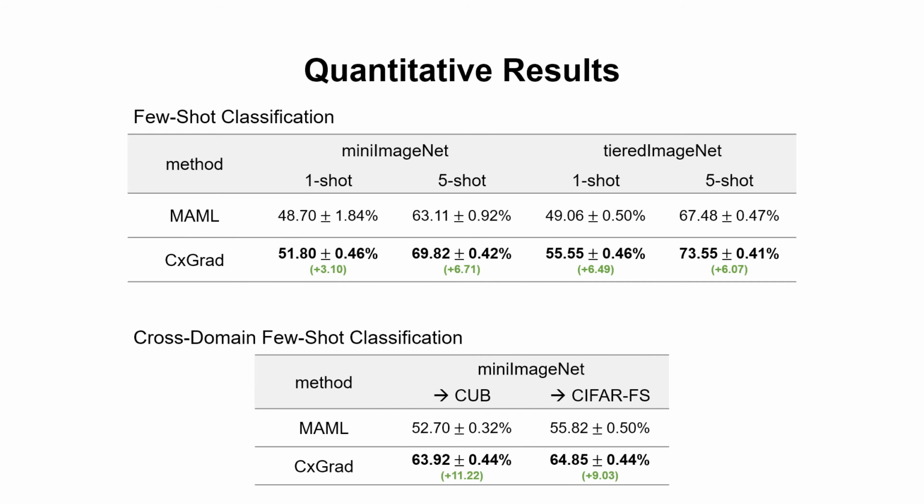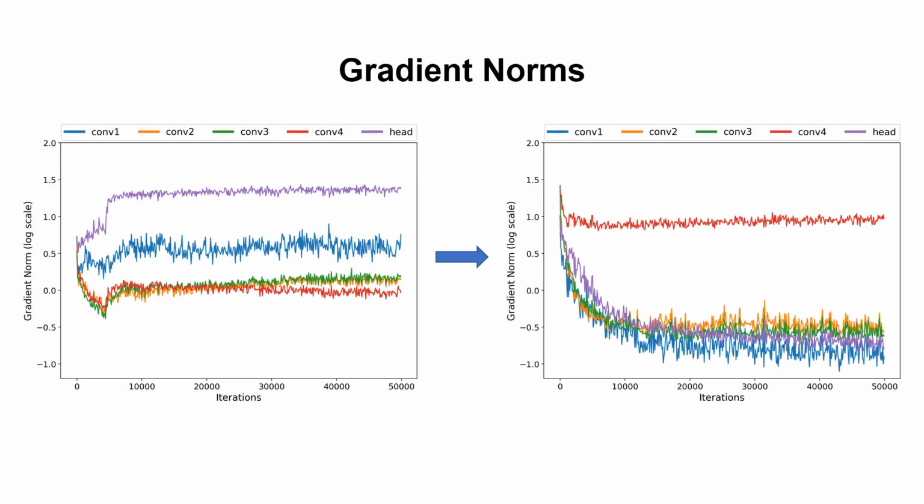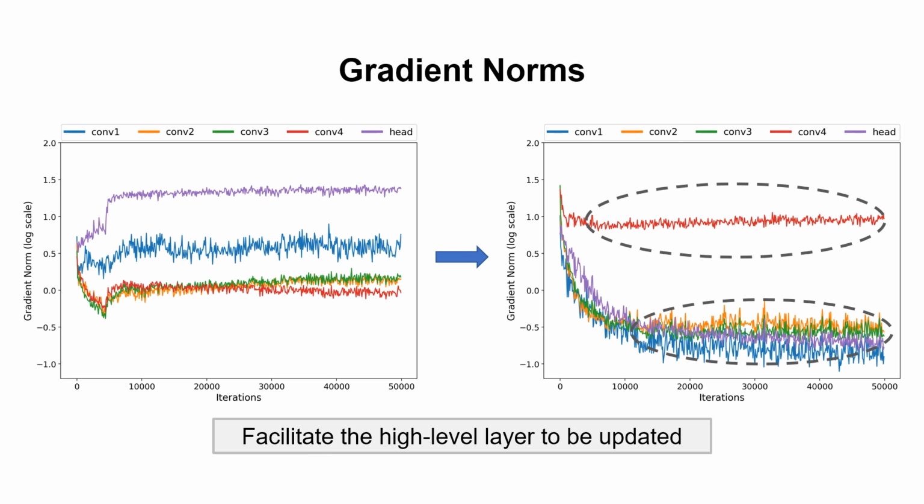Here are the quantitative results of our method. Our method improves MAML by a large margin, especially in cross-domain few-shot classification. The improvements get bigger, which shows the importance of task-adaptive feature representations. For more results, please refer to our paper. In terms of gradient norms, our method facilitates the high-level layer to be updated rather than the classifier. So the model can extract more discriminative features than MAML.